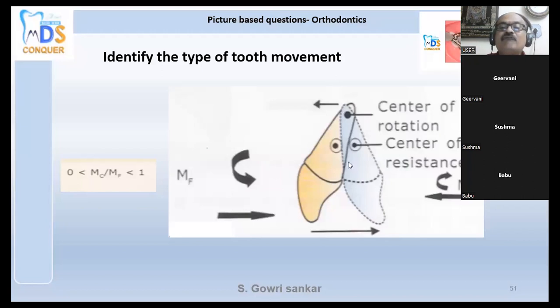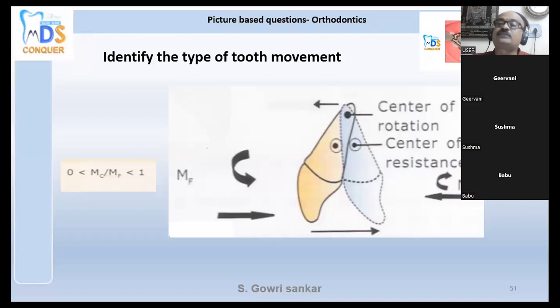For tipping, the center of rotation is always apical to the center of resistance. The more the center of rotation moves away from the center of resistance, the more controlled the tipping will be. In most cases, it is not possible to bring about an exact translatory or bodily movement. We cannot move exactly bodily, it is biological tissue. How can we predict how many moments of force are created?